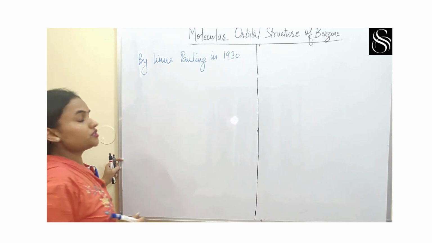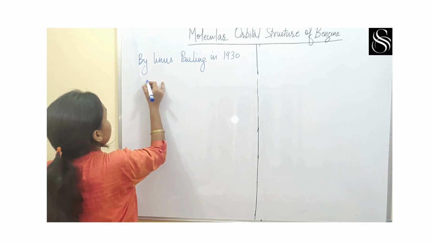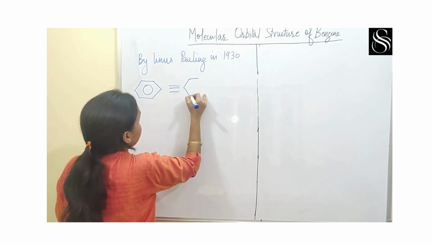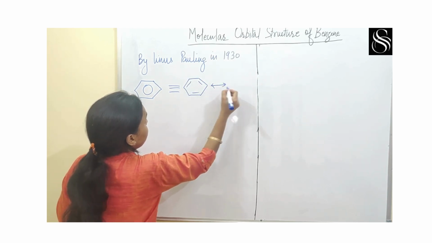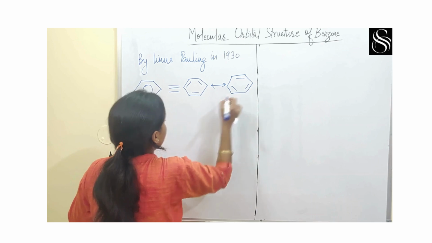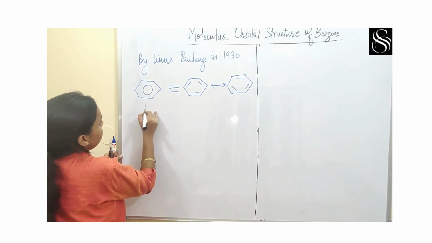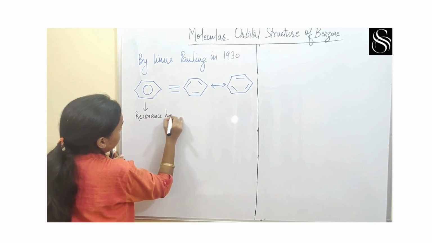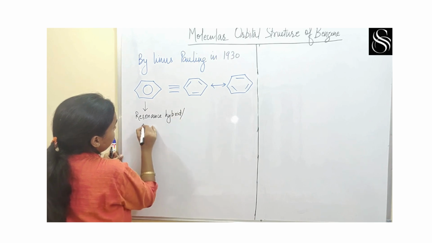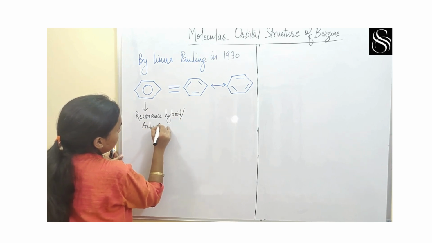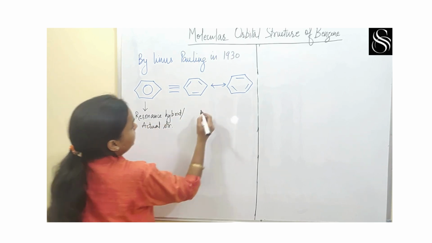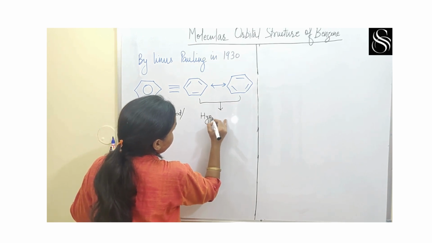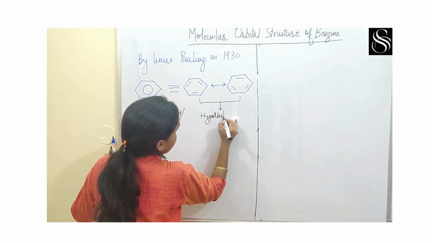According to the resonance theory, the structure of benzene can be represented like this. So this is called the resonance hybrid, or the actual structure of benzene. And these two structures are called the hypothetical structures or the contributing structures.